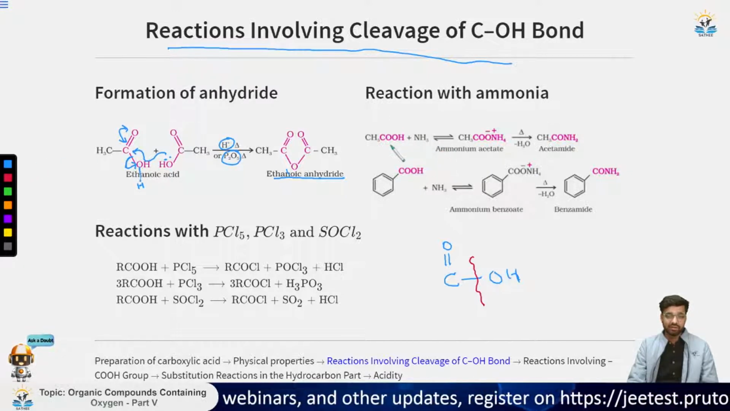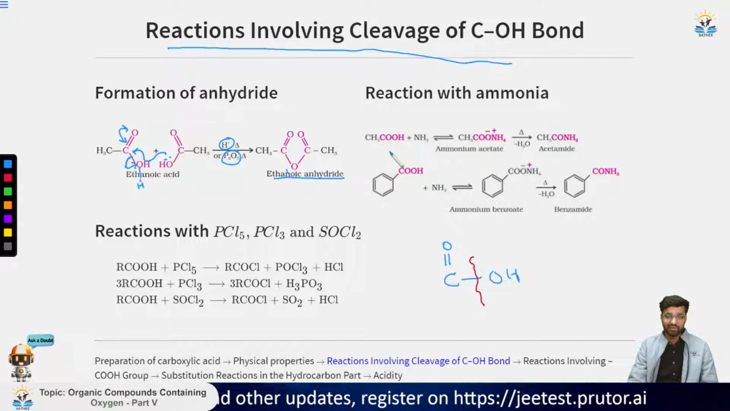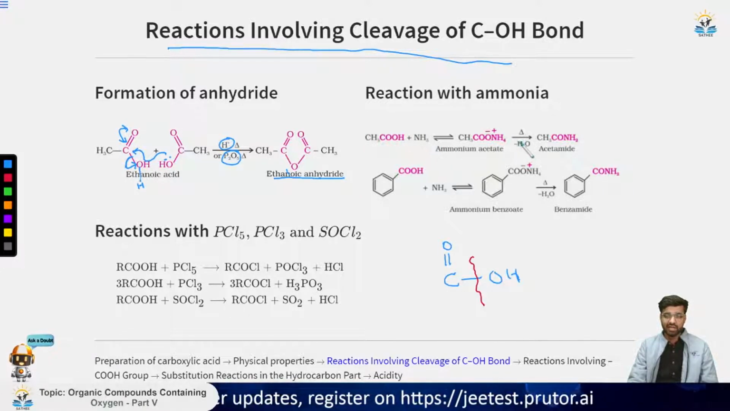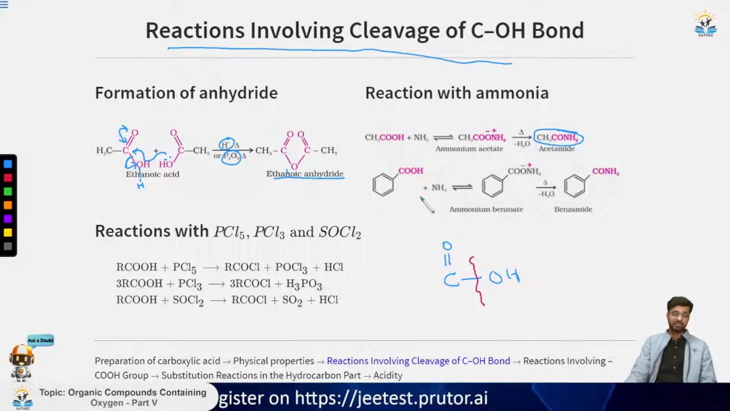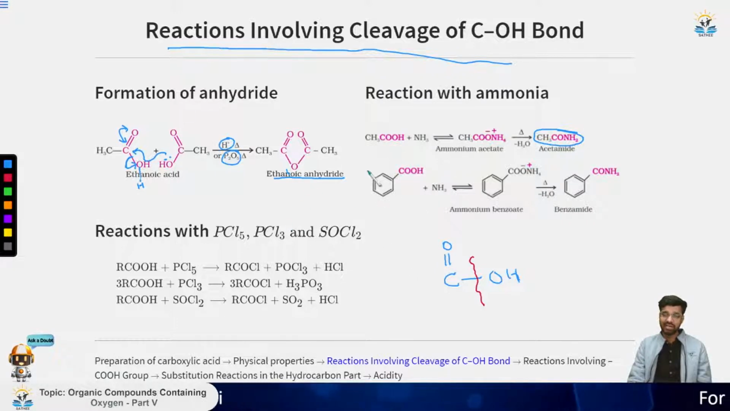Now next we have this reaction with ammonia. We take carboxylic acid and ammonia and they will react to give you acetamide. If you see these reactions one by one, it is the reverse of the reactions that were used for preparation. Earlier we were hydrolyzing this product to get our carboxylic acid. If you hydrolyze this amide, you will get your carboxylic acid.